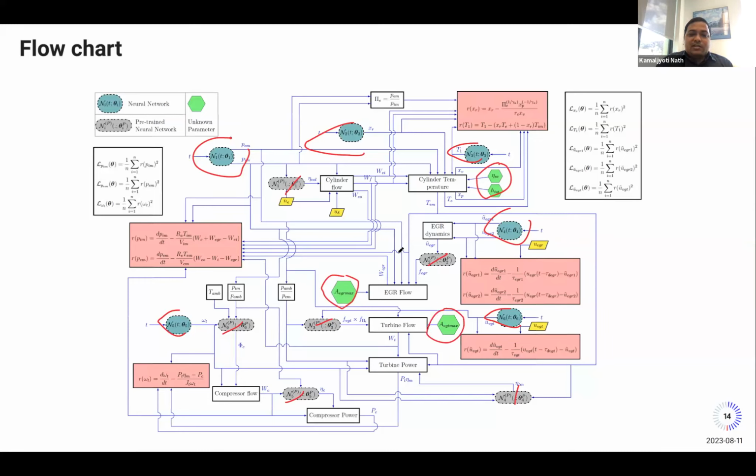I will not go through the calculation, but the details are in the paper, and they calculate the residual loss using this. So whatever we discussed, this is the complete scenario of the flow chart.